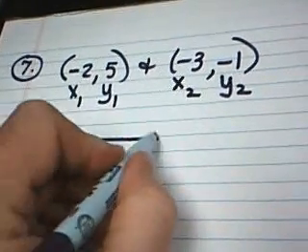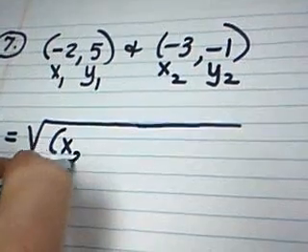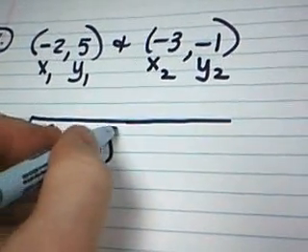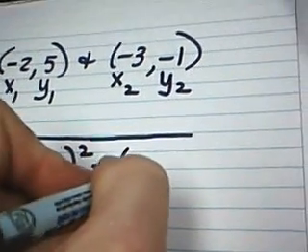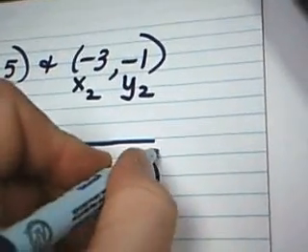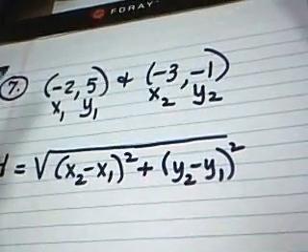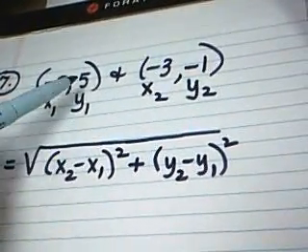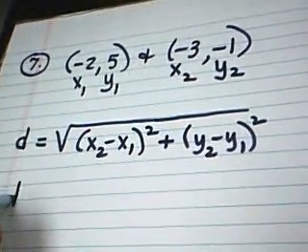Now, recalling the distance formula from memory, the distance between 2 points can be found by using the formula: the square root of quantity x sub 2 minus x sub 1 squared plus quantity y sub 2 minus y sub 1 squared. So here we go. It's just a matter now of putting x sub 1, y sub 1, x sub 2, and y sub 2 in the correct place. So let's do that.